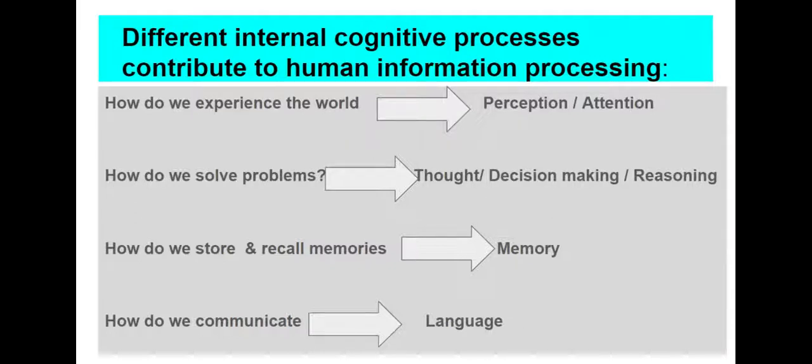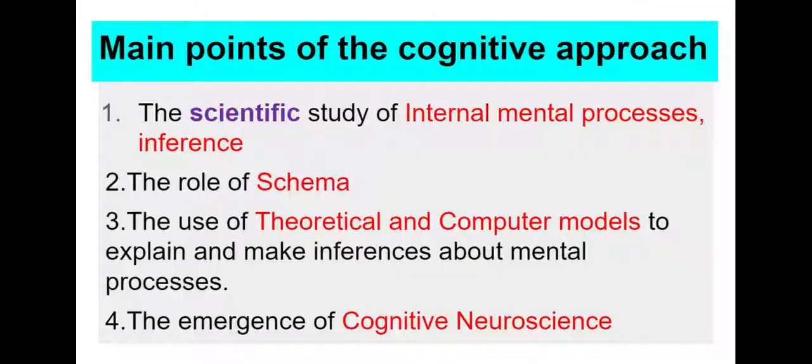Okay, right. So let's look at the main assumptions of the cognitive approach. There are 4, and you have to know every single one of these. Okay, so we're going to take each one at a time. Okay, so you're clear on all of them.